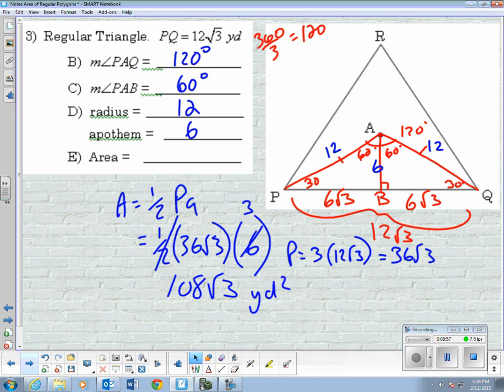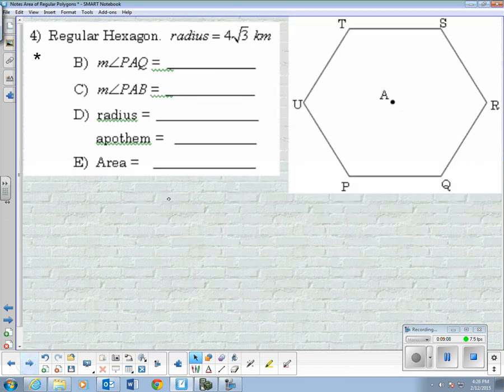All right, so I worked through the first 3. Those are the 3 types of problems that use special right triangles. All the other regular polygons use different triangles. All right, so here's one for you to do. This is a hexagon. Work this hexagon out. Pause the video, turn the video on when you're ready to check your answer.